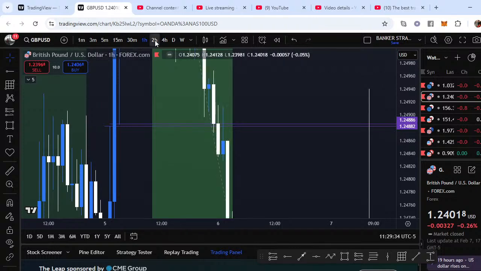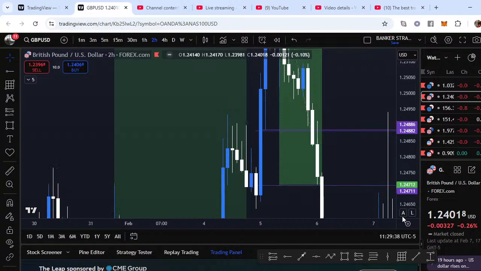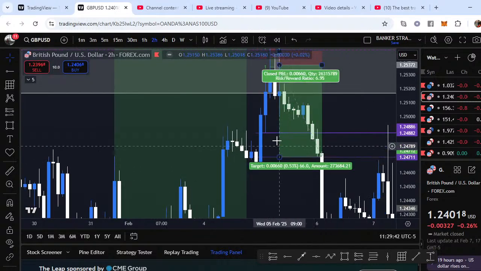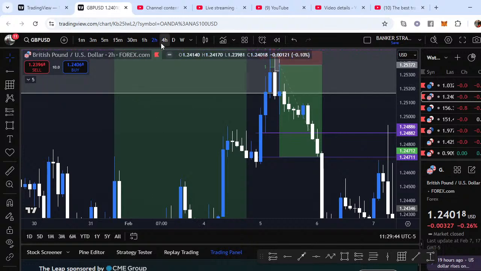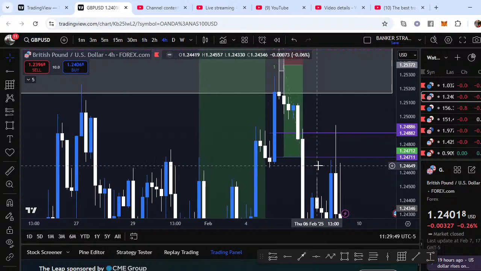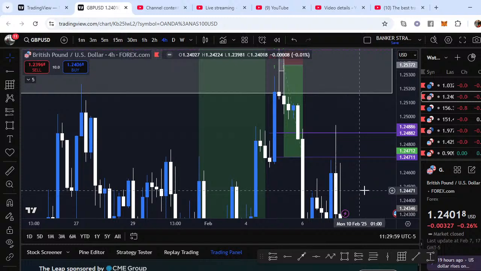Let's go on a higher time frame. 2 hours, 2 hour chart. Nope. Nothing clear yet. 4 hour. Ah, fair value gap. Fair value gap. Taps into it. Sells off.